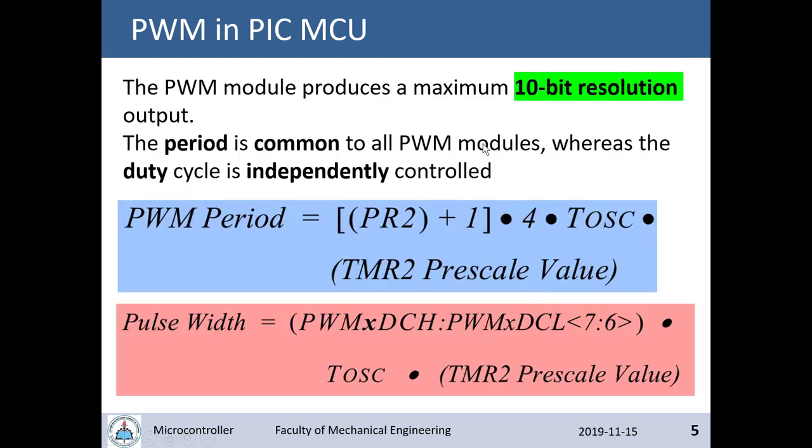Take a look at the datasheet. It tells us that the period formula is the PR2 register, remember it is an 8-bit register, plus 1, multiplied by 4, multiplied by the oscillation period of the system, and then multiplied by the prescaler of Timer 2. And the pulse width is the 10-bit register multiplied by the system oscillation period and then the prescaler of Timer 2.